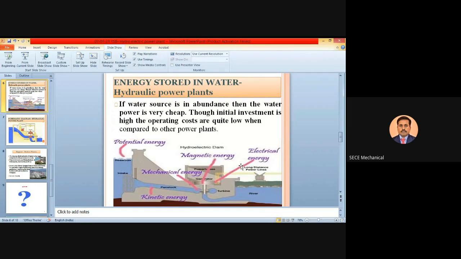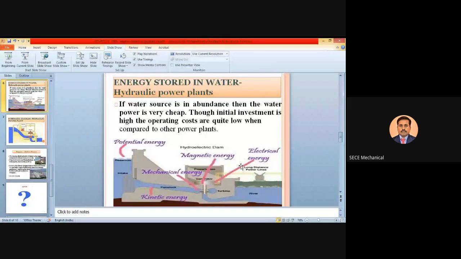Then we have to connect the generator and power station. We have to build in the grid system, everything you have to construct. Then only we can develop the power. So what I'm trying to say is the initial investment of the plant is very high. If you compare with the diesel engine or gas turbine, it has the highest investment cost, and is quite low in operation.